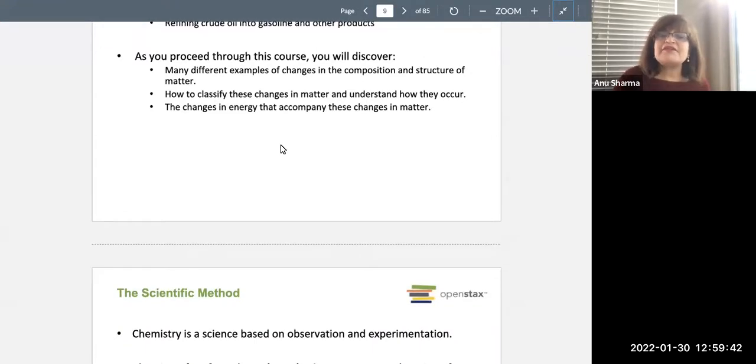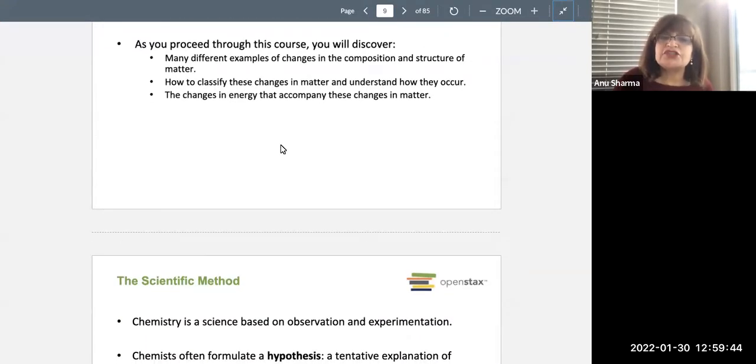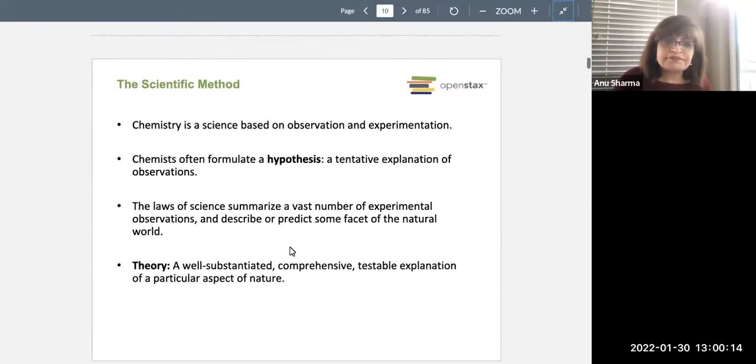Next are many different examples of changes in the composition and structures of matter that lead to the formation of new compounds. So we see that matter can change physically, matter can change chemically. Physical changes are the temporary changes, but the chemical changes are the permanent changes. And then there is change in energy that accompanies the changes in matter. So all these are tied together.